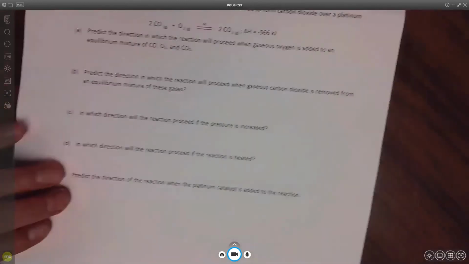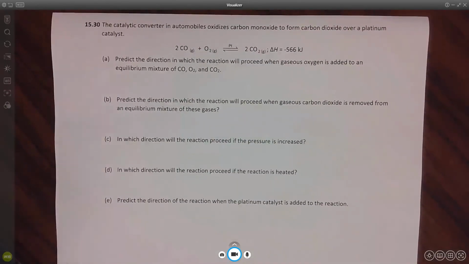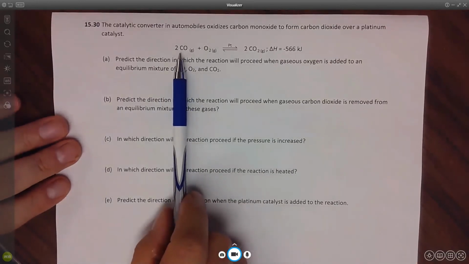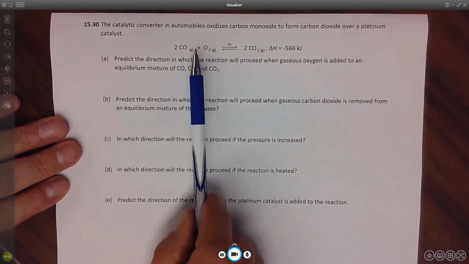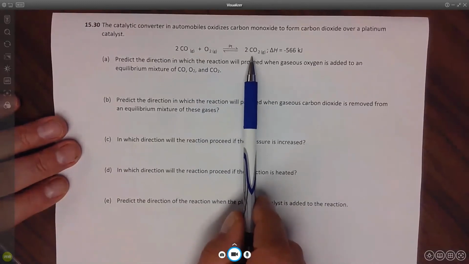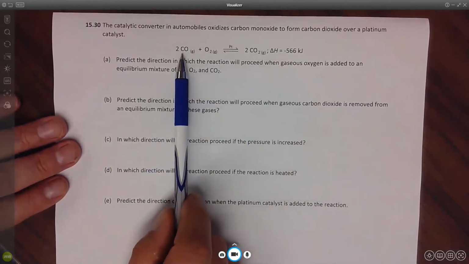Okay, let's try another. So this is number 30 from chapter 15. It says a catalytic converter in automobiles oxidizes carbon monoxide to form carbon dioxide over a platinum catalyst. So carbon monoxide is produced because of a lack of available oxygen in the combustion chamber. So what happens is then it goes through the exhaust, it goes through the catalytic converter, which now has more oxygen that is taken in from the atmosphere, and it just converts the carbon monoxide to carbon dioxide at normal temperatures. Okay, carbon monoxide is a very, very stable molecule.